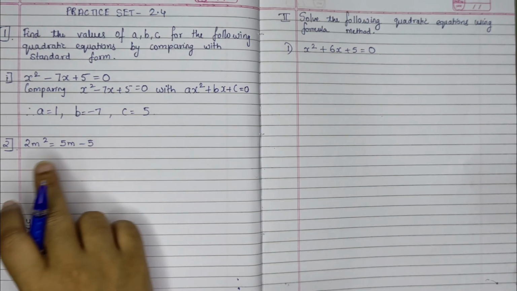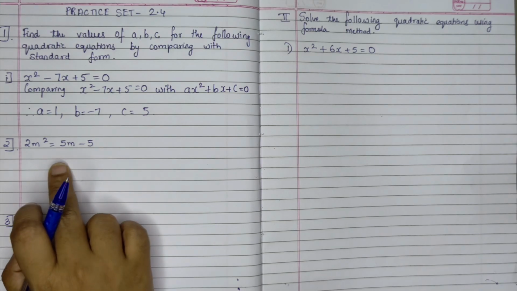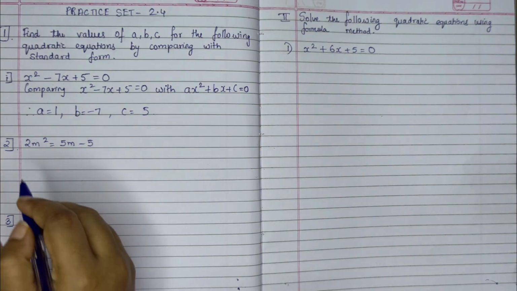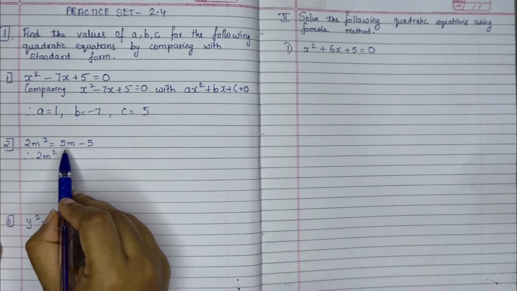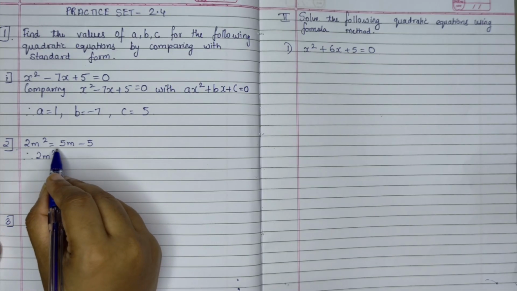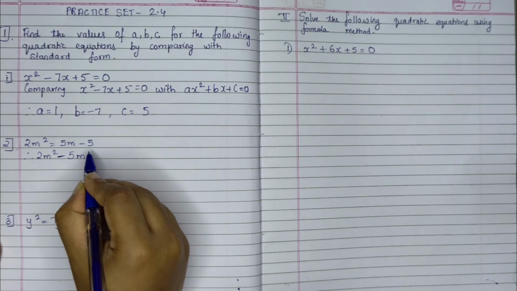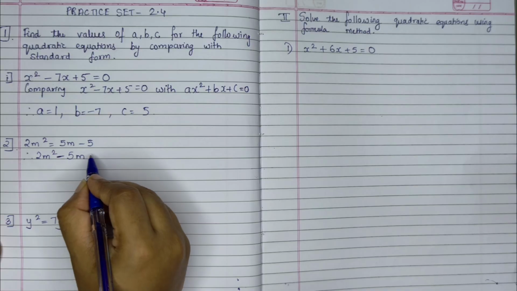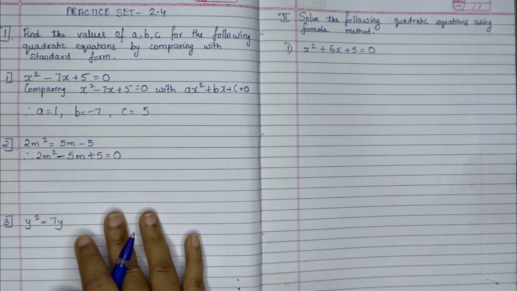Now see the next one, 2m square is equal to 5m minus 5. Now first of all we have to write this in order. First 2m square will be as it is. Plus 5m when you bring it on the left hand side will become minus 5m. And this minus 5 when you bring it on the left hand side will become plus 5 is equal to 0. Okay, now we have arranged this.